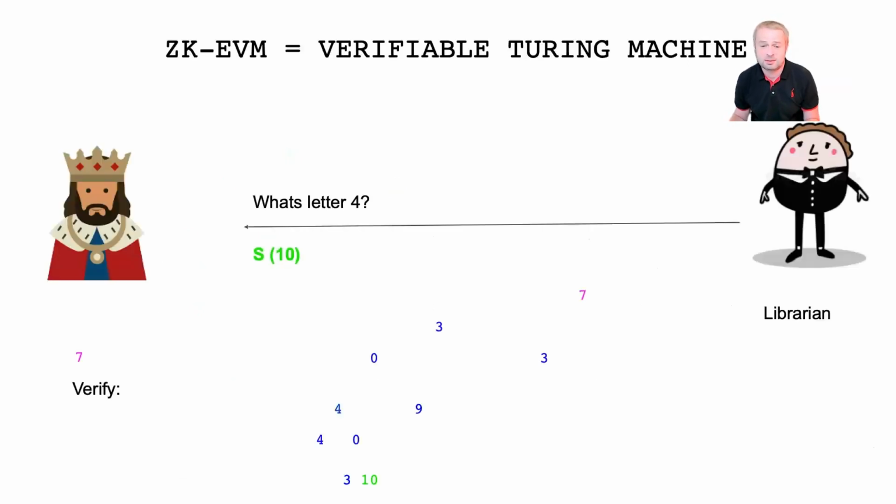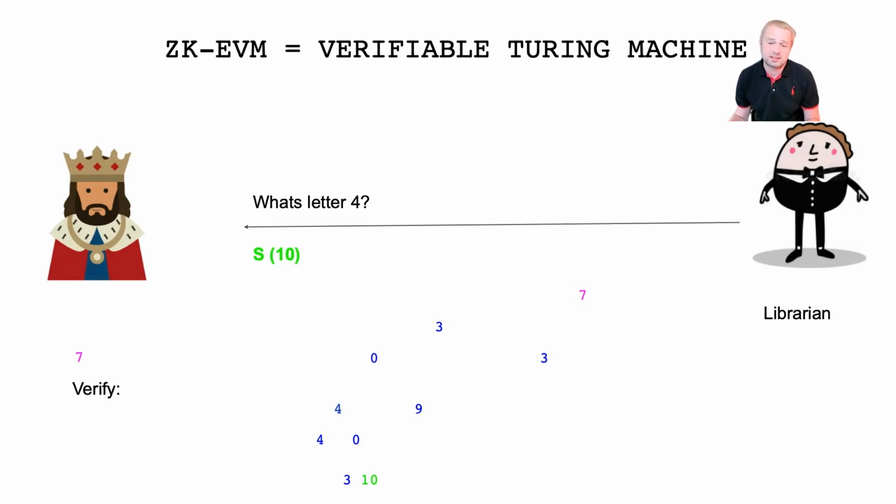Now let's see how the verification algorithm works. The librarian stores the sentence in memory. The only thing that the king needs is to know the Merkle root, which in this case is 7. And then basically the king asks what's letter 4 of the sentence. And the librarian responds that it's S, or 10 in numerical representation. But then the librarian also sends back the Merkle proof, which, as we know, are all of the siblings on the way from 10 to the top of the tree.